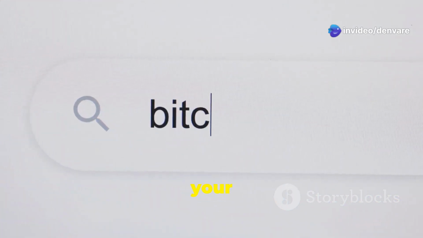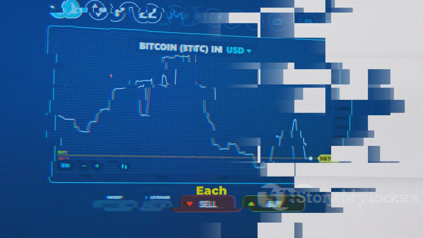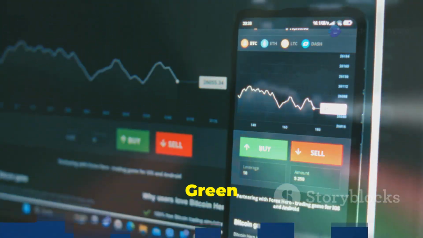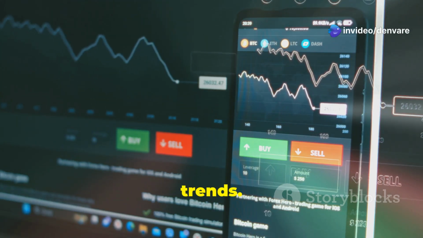The search bar is your gateway. Type in Bitcoin or BTC to bring up its chart. Each candlestick represents a time frame, like 1 day or 1 hour. Green candles indicate upward movement. Red candles signal downward trends.